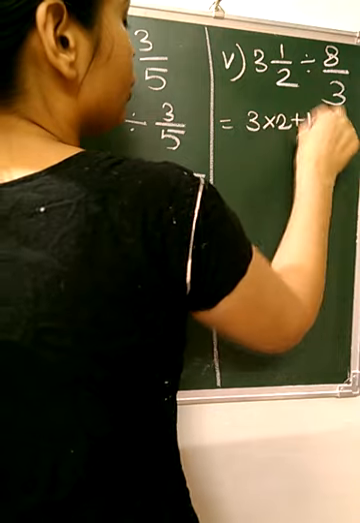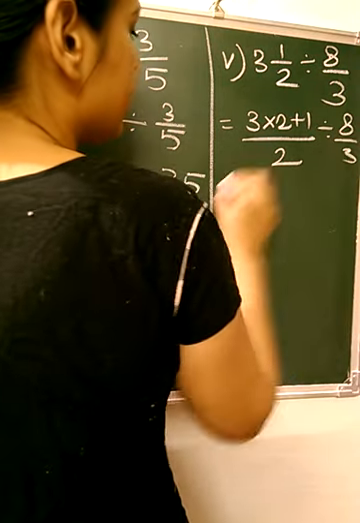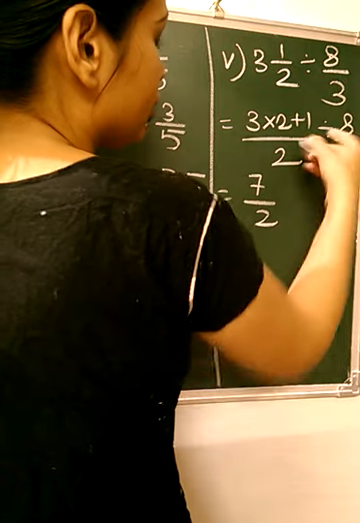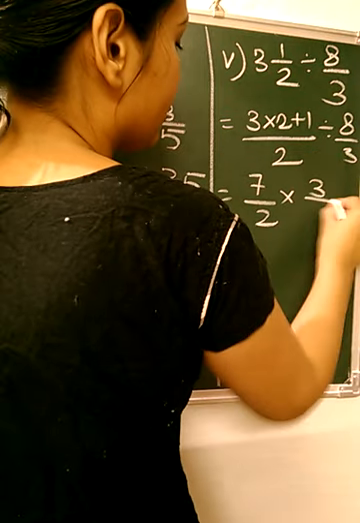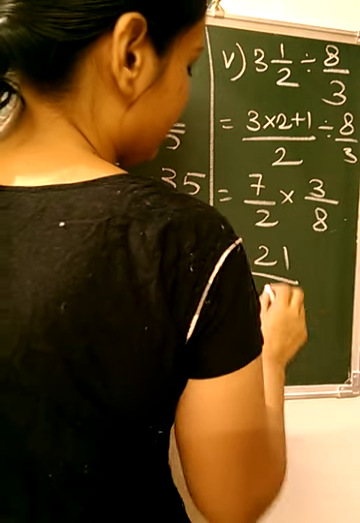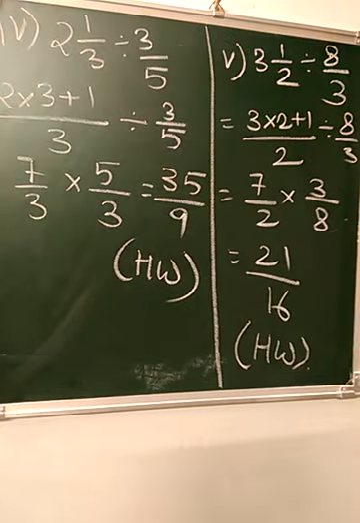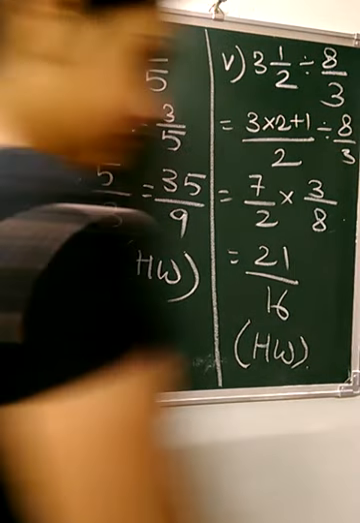3 into 2 plus 1 by 2 divided by 8 by 3. 3 2s are 6, 7. 7 by 2. This becomes into and this becomes ulta. 7 3s are 21, 2 8s are 16. Convert it into a mixed number. That is your homework.